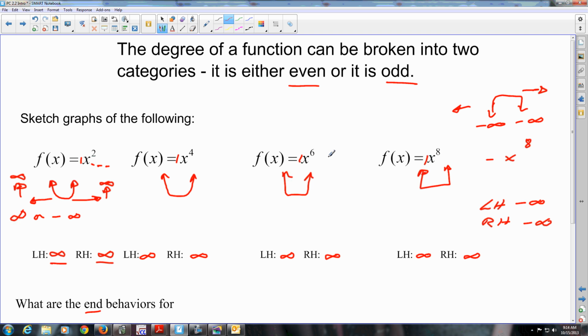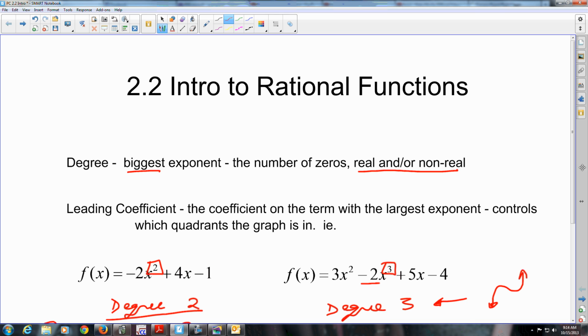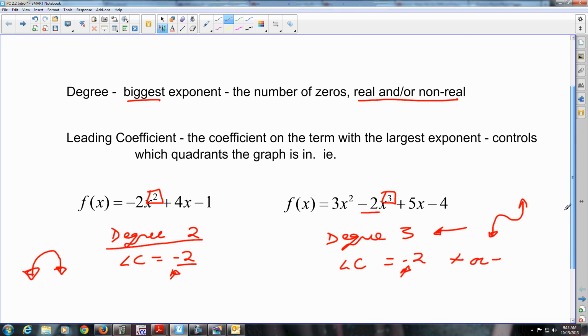The leading coefficient and the degree control what the end behavior of the graph looks like. This is going to control the gross, the large-scale, the macro, not micro, the macro shape of the graph. It's going to control the end behavior of the graph.